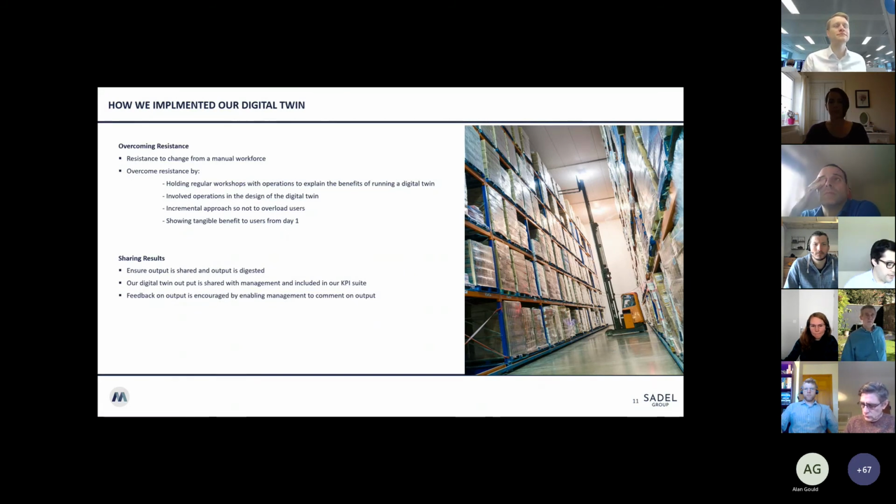It's also key to share results so people get the output for which they have contributed. Our digital twin is shared with management in our KPI suite, so it's visible across the company. Feedback on the digital twin is also encouraged by enabling management to comment on the output.